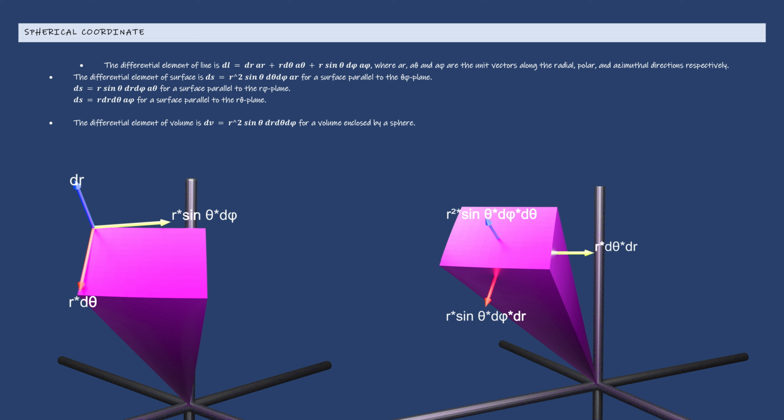The differential element of volume in spherical coordinates is dV equals r squared sine theta dr d theta d phi. This means that if we move a small distance dr along the radial direction, r d theta along the polar direction, and r sine theta d phi along the azimuthal direction, the volume is given by r squared sine theta dr d theta d phi.